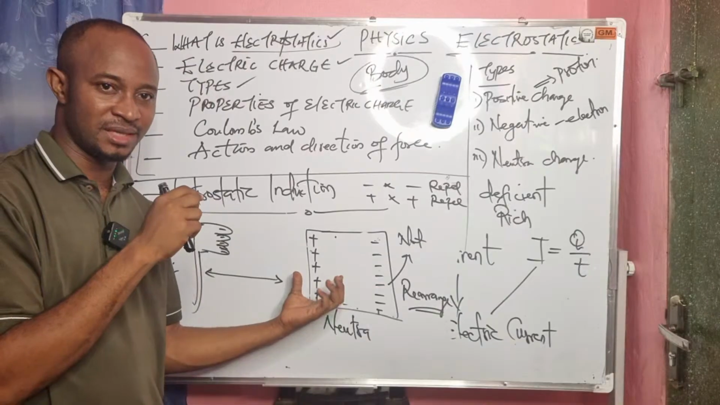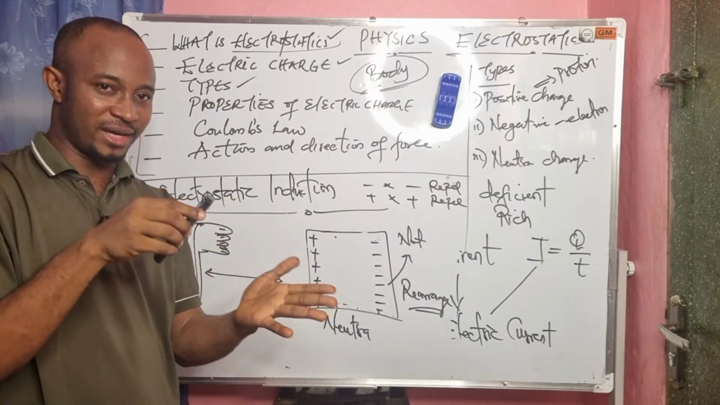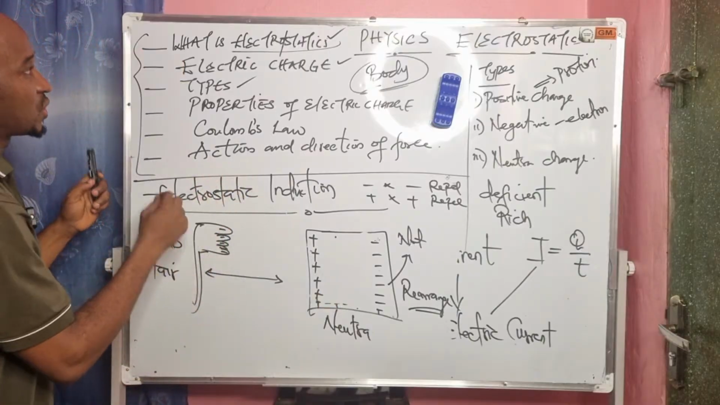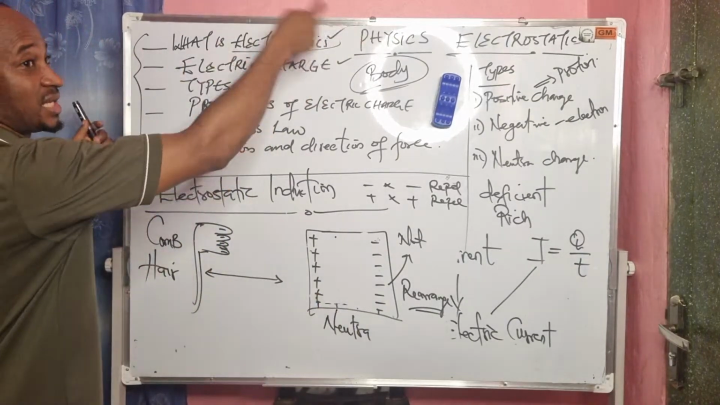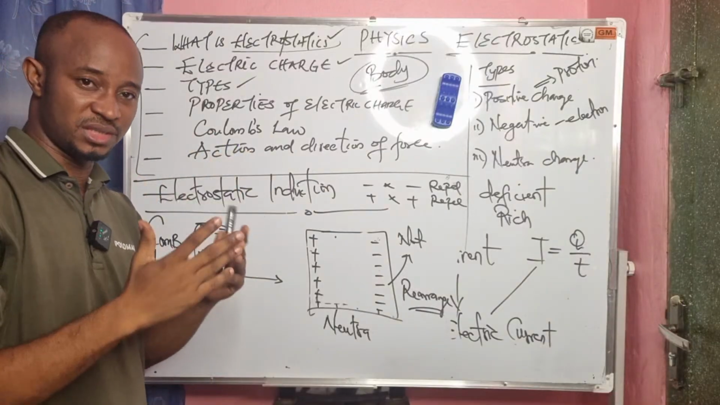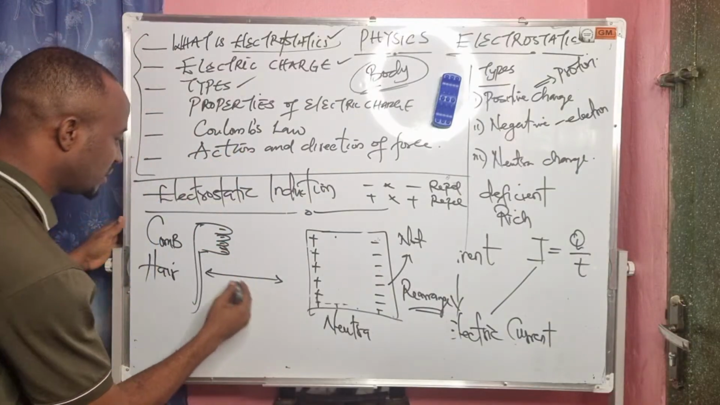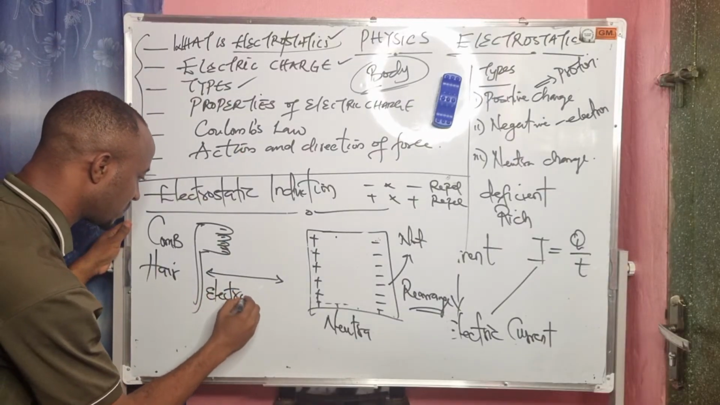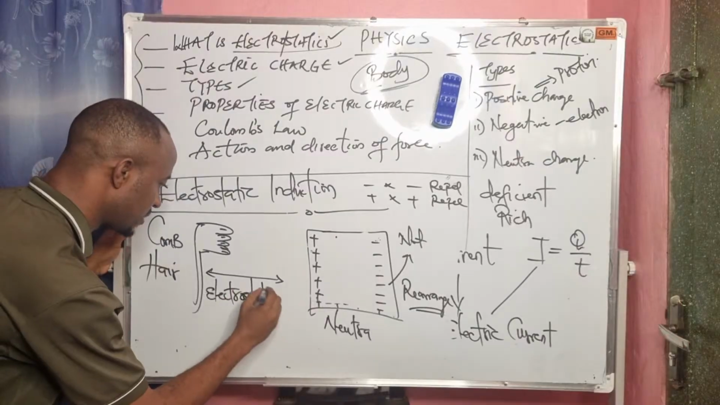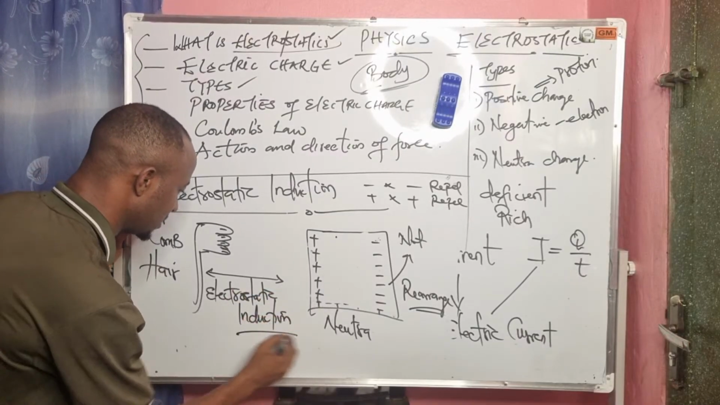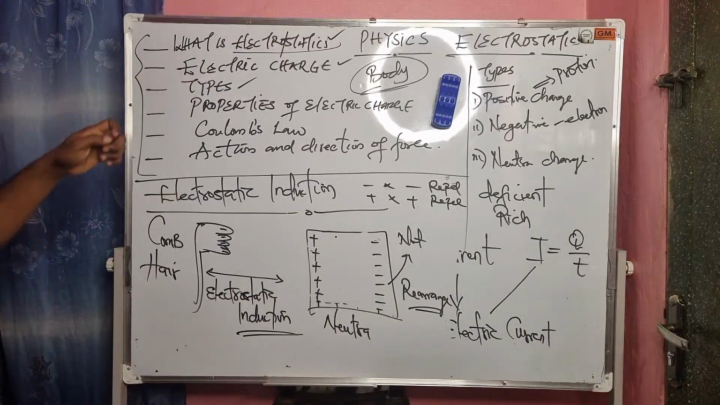And don't forget that after a while, it will fall back because this charge called electrostatic charge is not a permanent charge, it is a temporary charge. So what happens here is what we call electrostatic induction. Electrostatic induction. All right. So this is what I'm trying to explain.